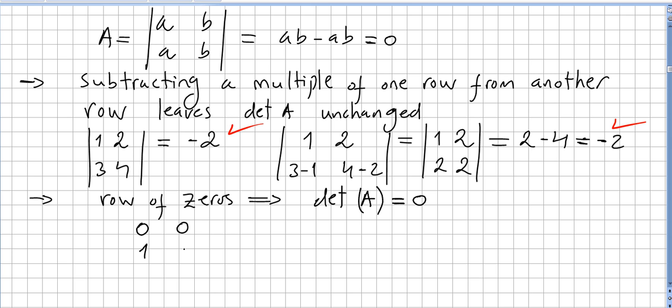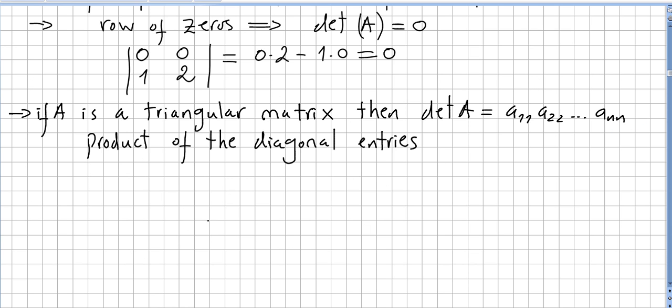Let's say we have 0, 0, 1, 2. We want to take the determinant. So that will be 0 times 2 minus 1 times 0. That will be 0, for any dimension, of course. A very important property: if A is a triangular matrix, then the determinant of A will be the product of the entries on the main diagonal.